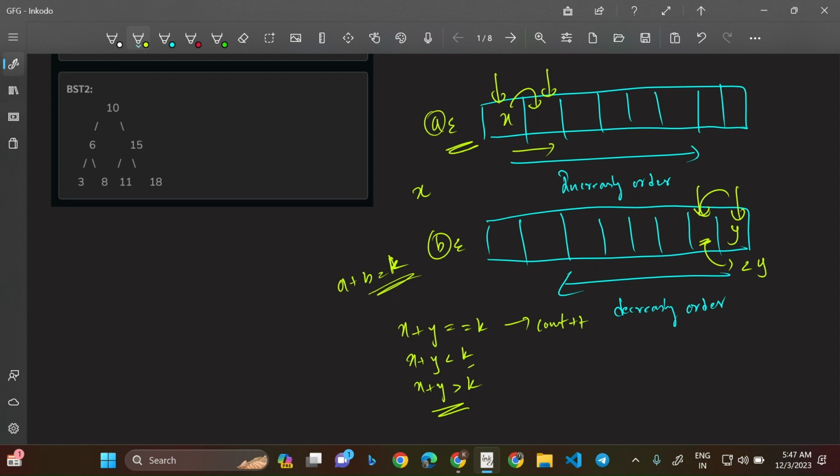So if you find the sum to be less than K, you'll be going towards the right side in the array that you're following in the increasing order. And if the sum turns out to be greater than K, you'll be going to the left in the array that you're following in the decreasing order. The same thing will apply here as well. We'll be traversing from left in the first BST, where we traverse in the increasing order, and we'll be traversing from right where we are traversing in the decreasing order. This is the main thing. And if we find the sum equal to K, we'll be increasing the count.